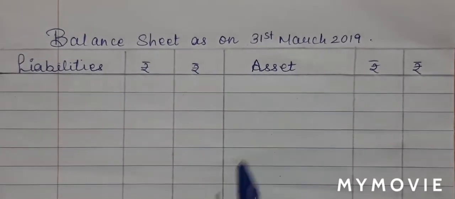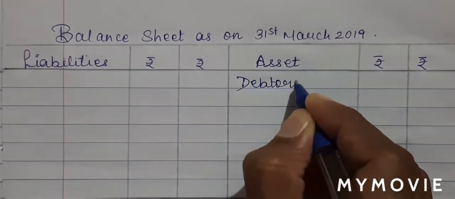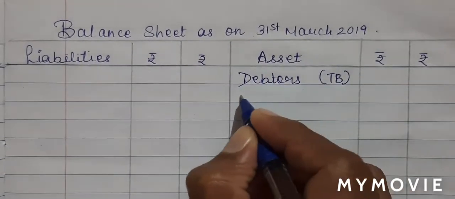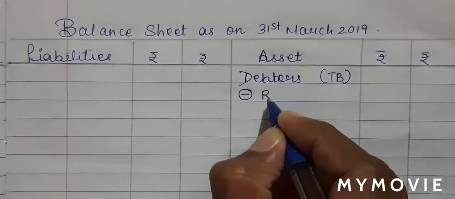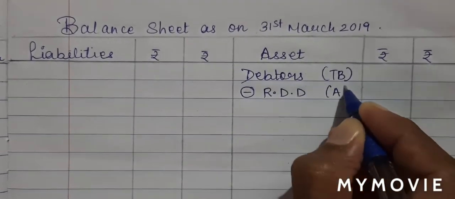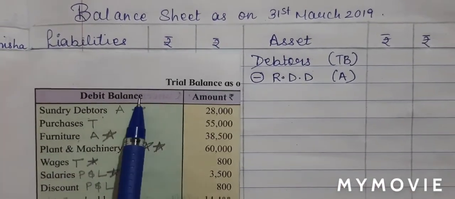Balance sheet asset side, we will write debtors, which comes from my trial balance. We have read our adjustment and we only have RDD. So we'll only write RDD, which comes from my adjustment. So we will now start with our debit balance.